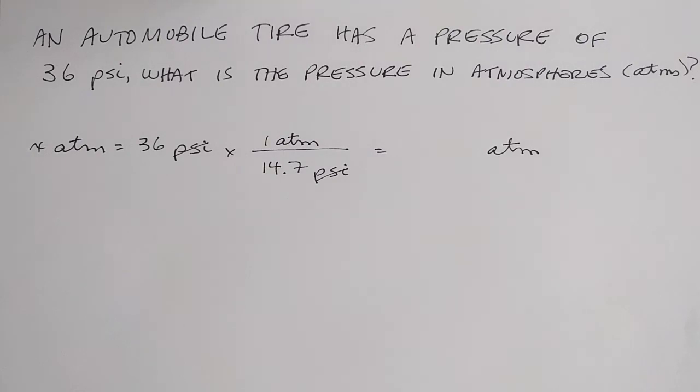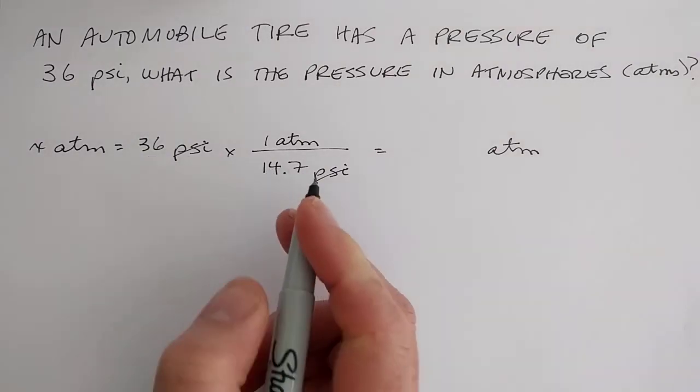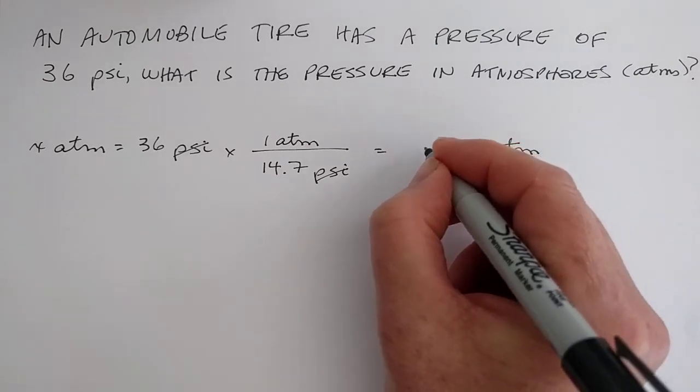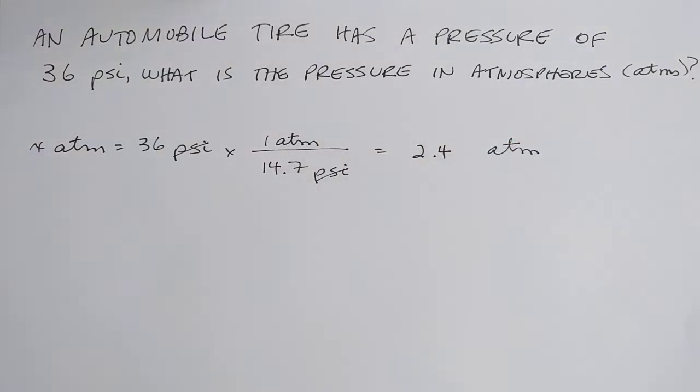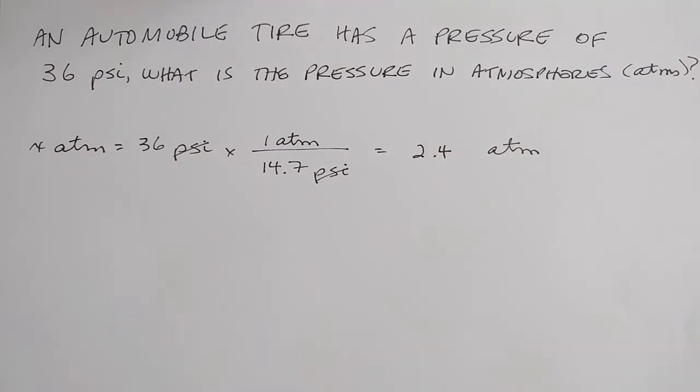Do the math. 36 divided by 14.7 equals. Okay, and we want to look for sig figs. 2 sig figs, 3. So we go with 2, so 2.4. So normal atmospheric pressure, the air pressure is usually around 1, and so this is about 2.5 times more than the atmosphere that's in your tire.